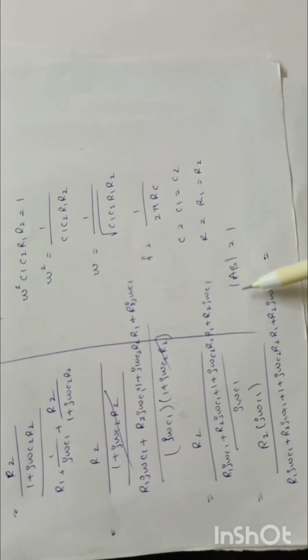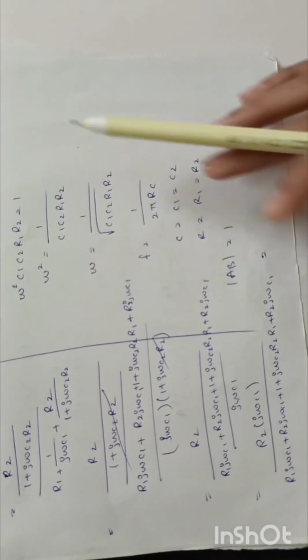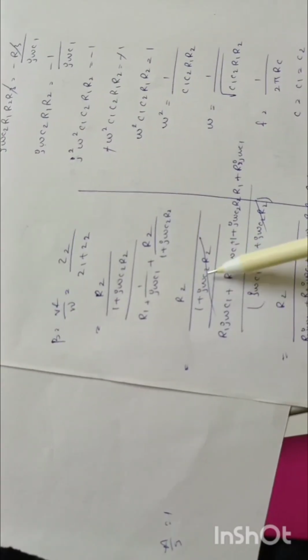Now mod A beta equals 1. So the beta value, Vf by V0, is Z2 by Z1 plus Z2. At first we got the Z1 and Z2 equations, so we substitute in these equations. That is, Z2 means R2 by 1 plus j omega C2 R2. Z1 means R1 plus 1 by j omega C1 plus R2 by 1 plus j omega C2 R2, R2 by 1 plus j omega C2 R2.